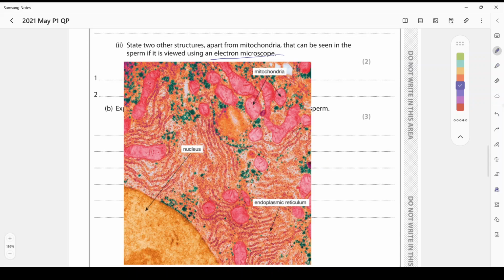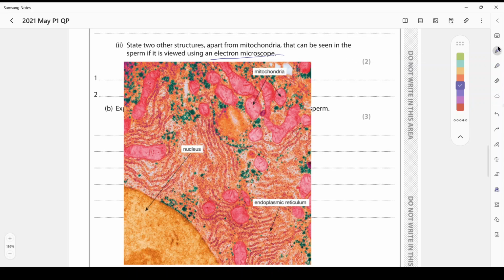And the function of the rough endoplasmic reticulum is for protein synthesis, and then it sort of helps package the proteins. Now we can also see the nucleus here, but even inside the nucleus as well, you can see some of the DNA that's sort of floating around, which is why in the marking scheme, you can also put down that you can see chromosomes as well.